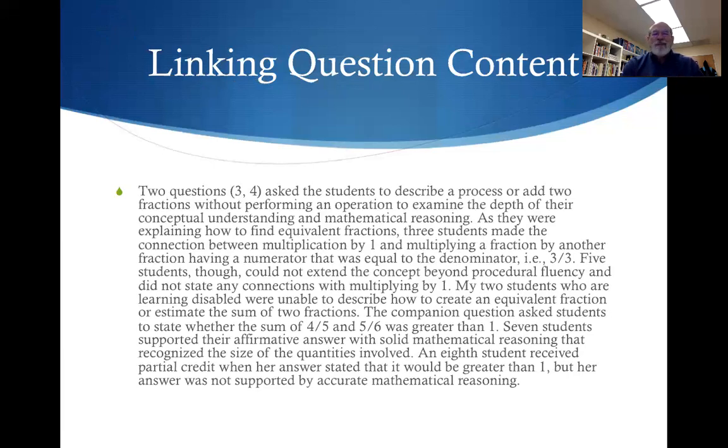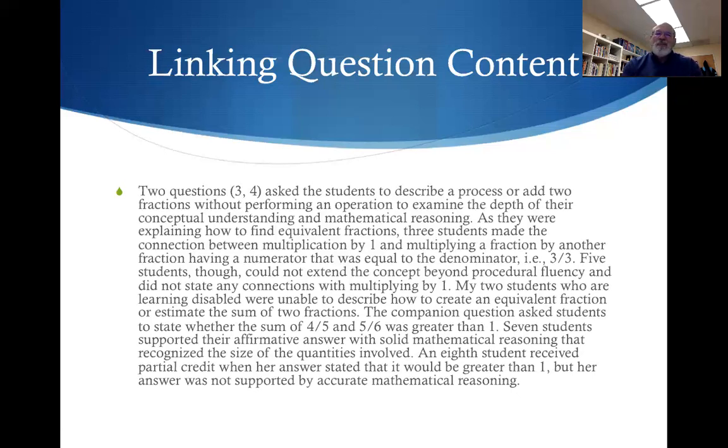Second element, 5 students, though, could not extend the concept beyond procedural fluency and did not state any connections with multiplying by 1. In other words, they could multiply by 2 over 2 or 1 whole, but they didn't know why, they didn't state why they were doing it. My 2 students who are learning disabled were unable to describe how to create an equivalent fraction.